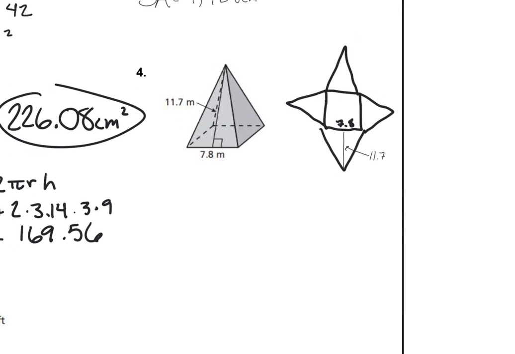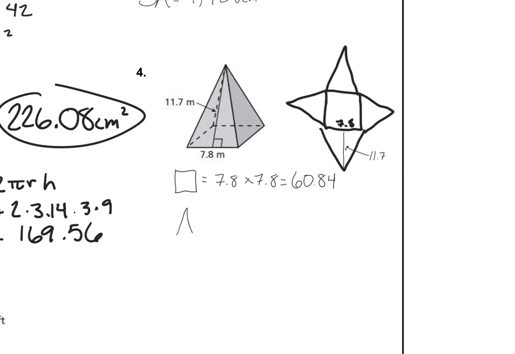Okay. So I have two different parts. I've got my square, and I need to find the area of it. The area of a square is easy. It's just length times width. So we're going to do 7.8 times 7.8. Typing that in, 7.8 times 7.8. My area of my square is 60.84.